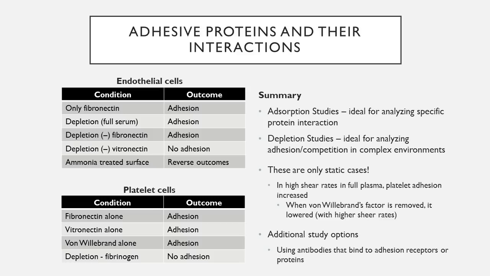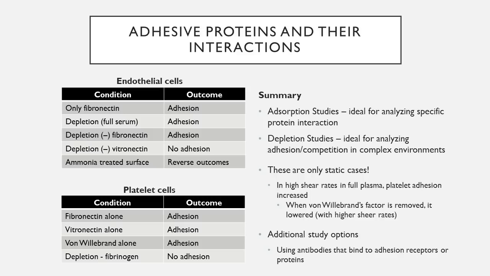In another hypothetical scenario, I'm testing platelet adhesion for a particular biomaterial that's going to be used in blood material interactions, and I do separate adsorption studies that test fibronectin, vitronectin, and von Willebrand factor alone. And in all three cases, I get good adhesion. It's tough to tell what the difference is and which one is more important than the other without comparing them.